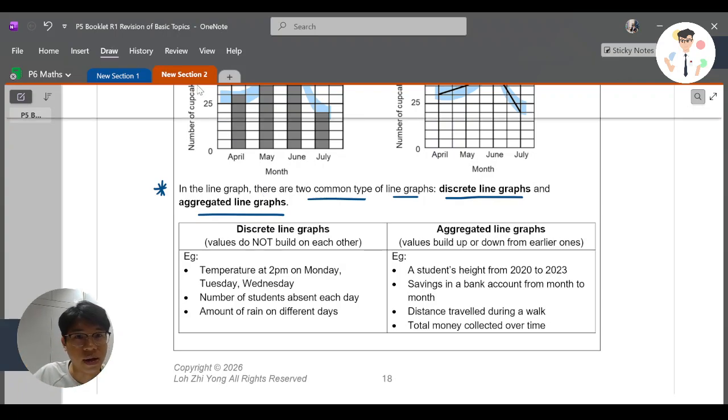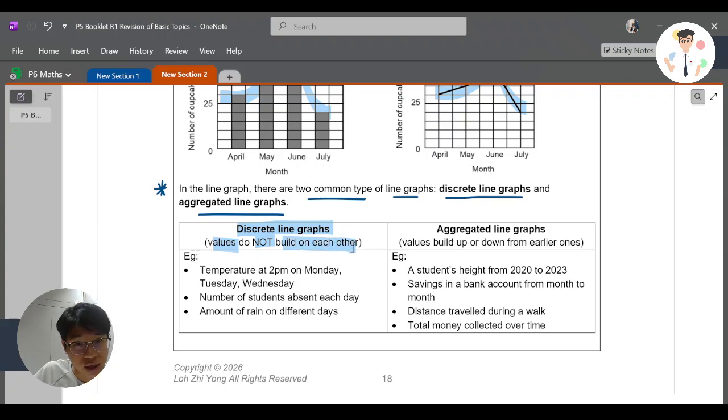Let's look at the first one first. What do I mean by this discrete line graph? I describe it as the one where the values do not build on each other.